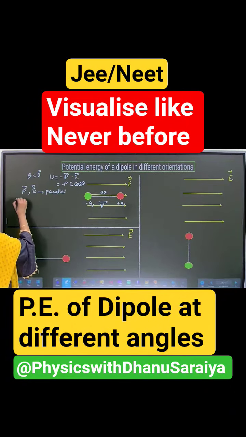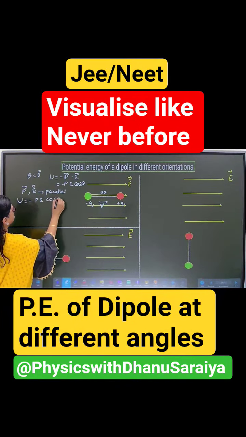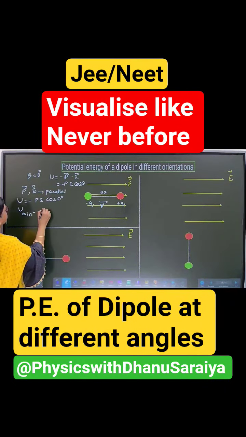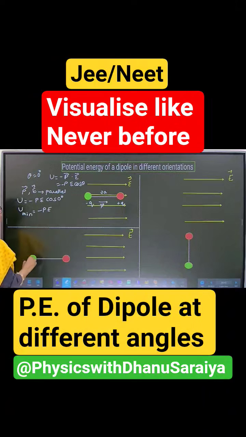Okay, so substituting this value of theta is equal to 0 in the formula of potential energy, we have cos 0 degree. What is cos 0? 1. Therefore, U is minimum with negative PE as its value.